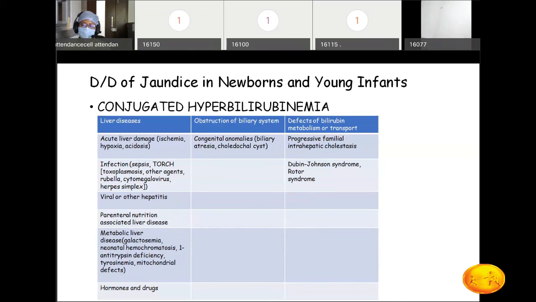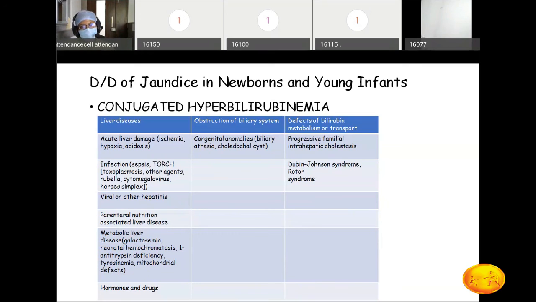Get a total and fractionated bilirubin. If it is direct, you want to rule it out by doing a liver biopsy. Sometimes some surgeons would prefer a scan, but a liver biopsy should suffice as of now. So mainly biliary atresia, an obstruction of the biliary system.